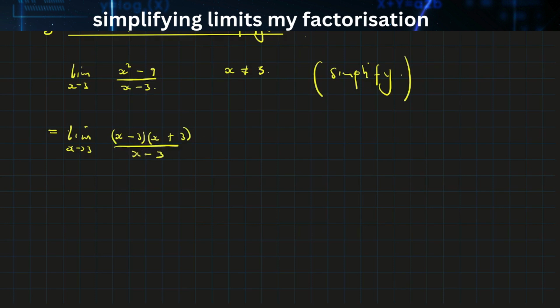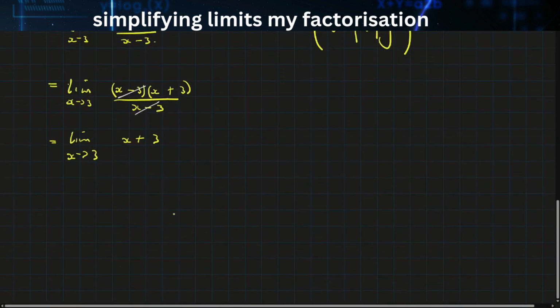And then we can cancel this and this. Then we'll be left with the limit. Every time, make sure you don't forget to write your limit. Now we have x plus 3. Definitely look carefully. Everything changes.